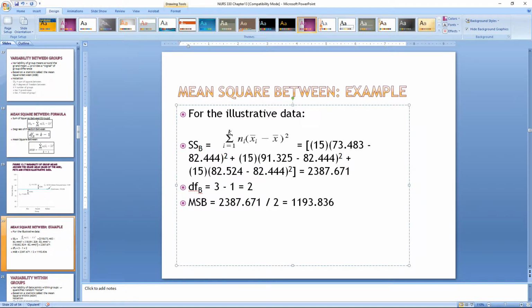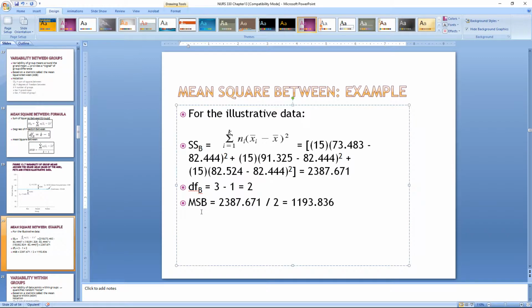And then it's plus 15, which is the group size, times the mean of group 2 minus the overall mean squared, plus 15 times the mean of group 3 minus the overall mean squared. When we put that in, we get a grand total sum of squares between of 2,387.671. Our degrees of freedom between, remember, was k minus 1. K is the number of groups, 3 minus 1 equaling 2.